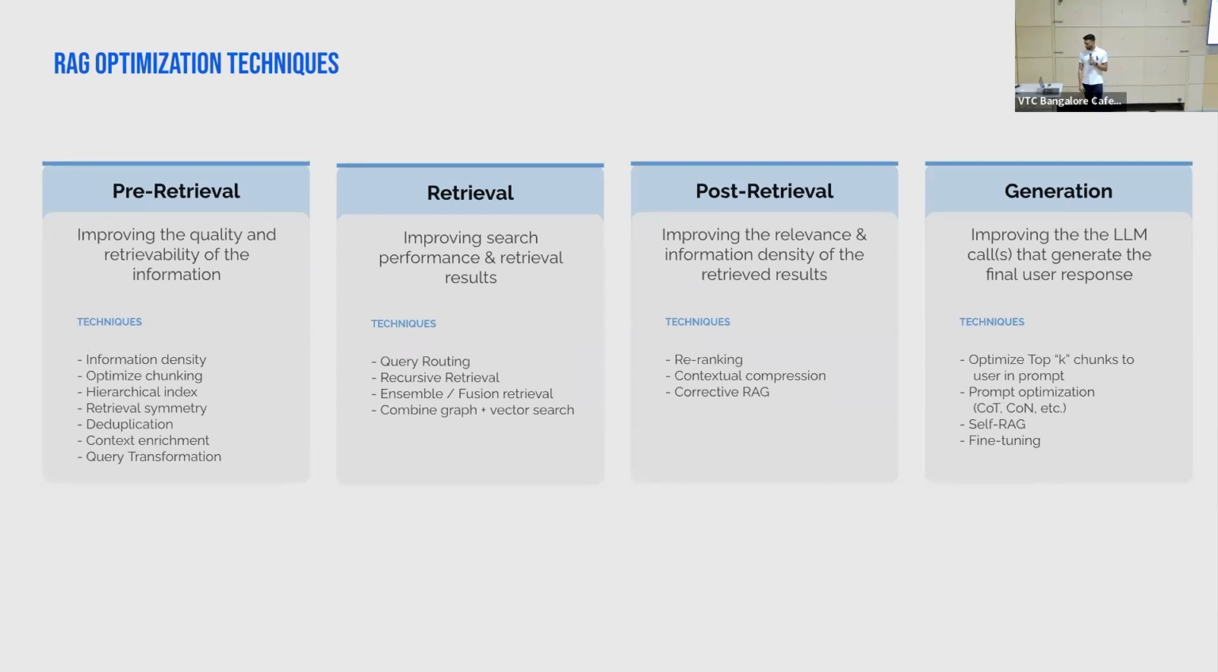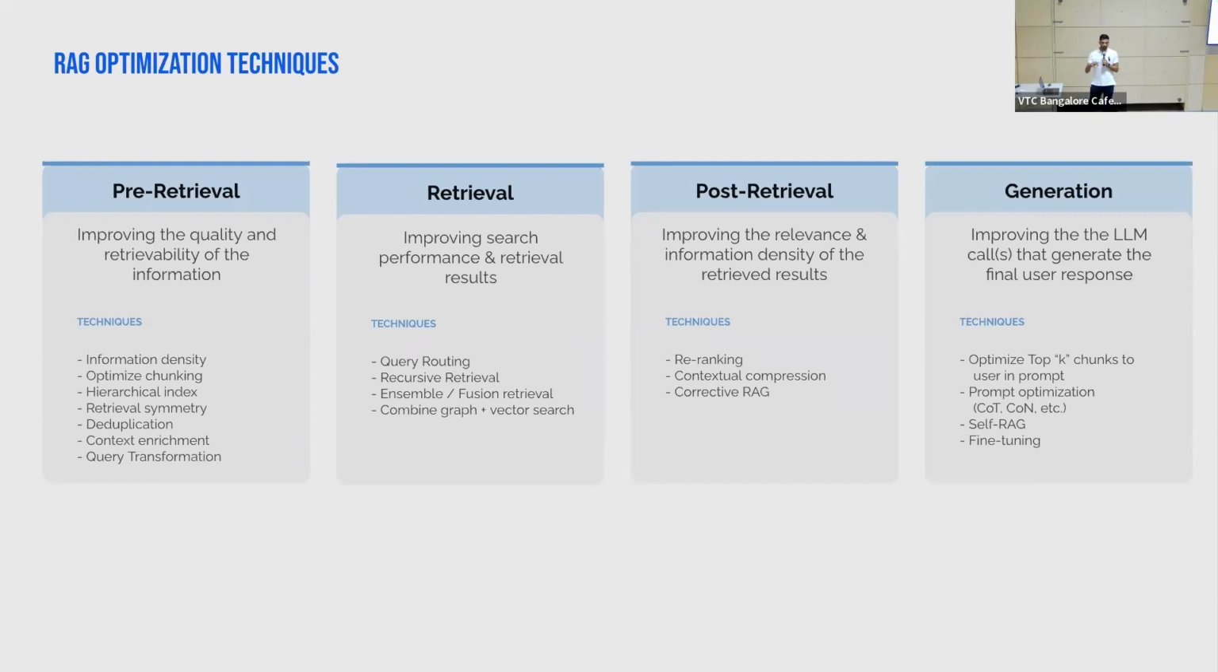So very quickly, the optimization techniques fall into 4 broad buckets, right? So that's pre-retrieval optimization, which is basically improving the quality and retrievability of the data, right? So that's where you do things like improving the information density of your data, optimize your chunking, improving the embedding model or trying out a different embedding model, and a bunch of other things, right?